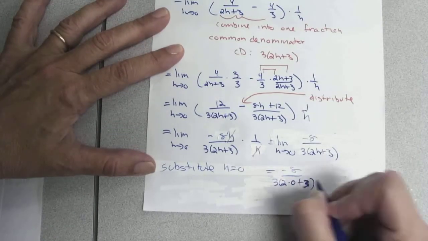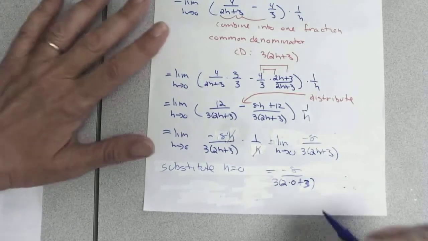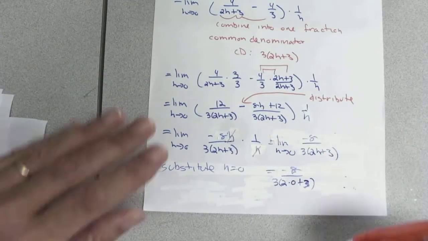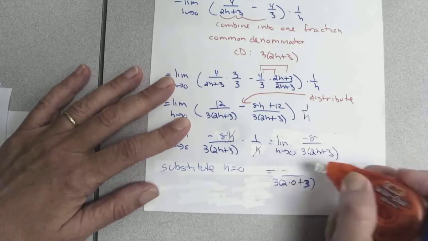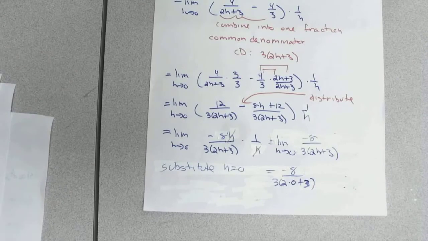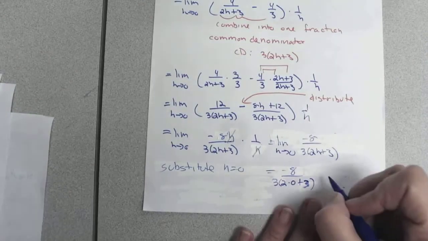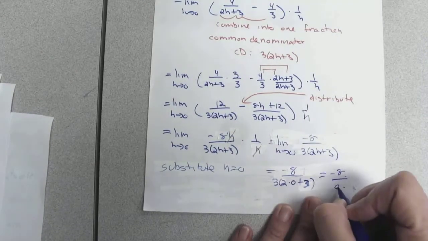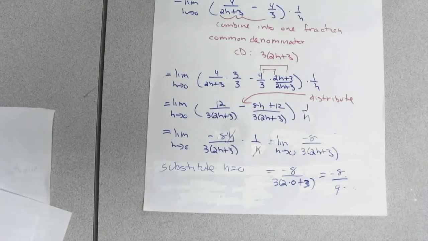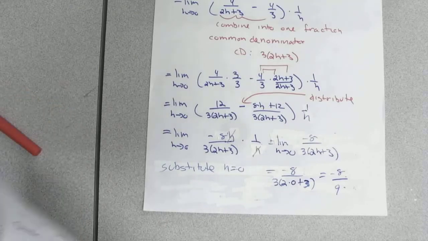Sorry about that. Let me write it a little bit better. That's not a little bit better, that's a little bit worse. That's a little bit better. And so we get negative 8/9.